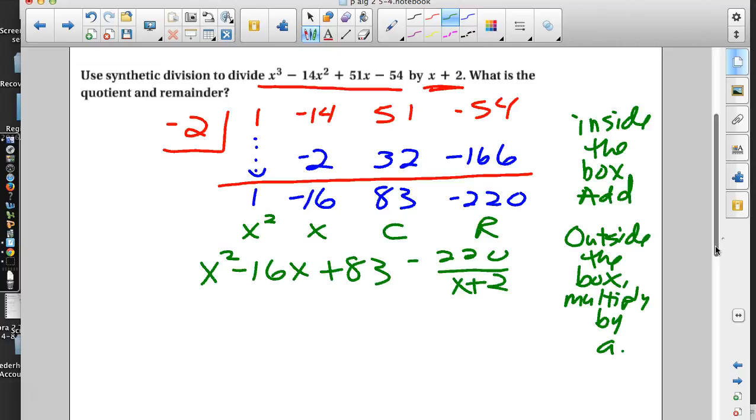Ta-da! Now do you see why it's such a big deal? Do you remember long division yesterday? Yeah, we didn't have to do that, did we? Look at this. Love it! Inside the box add, outside the box multiply.